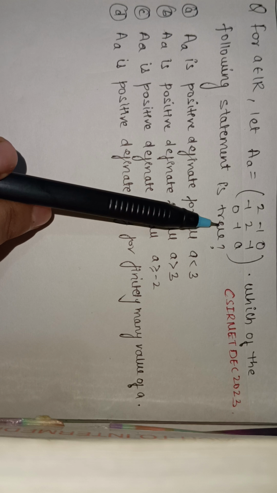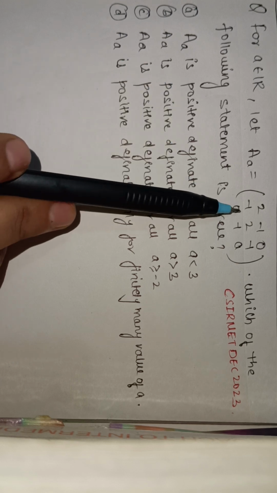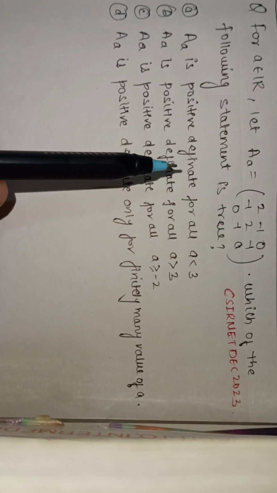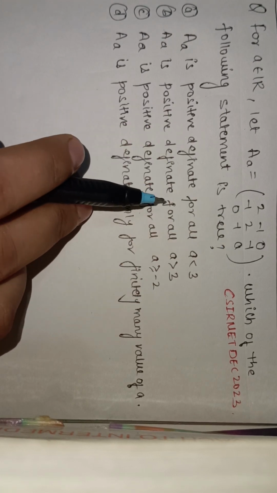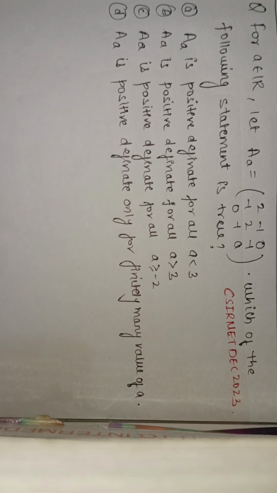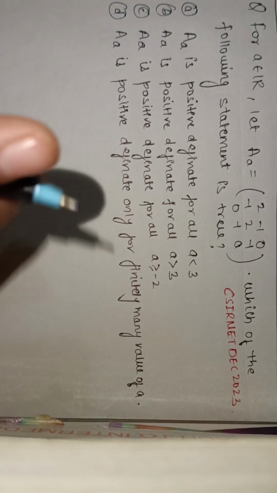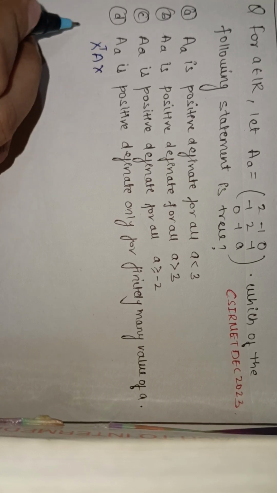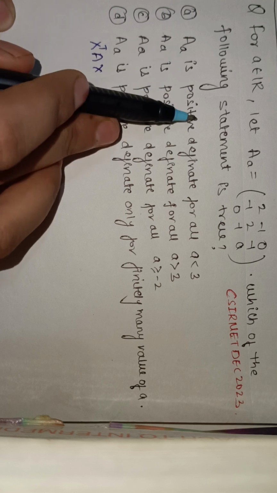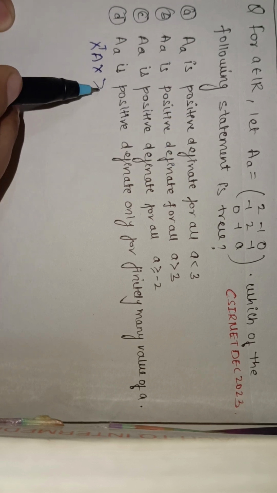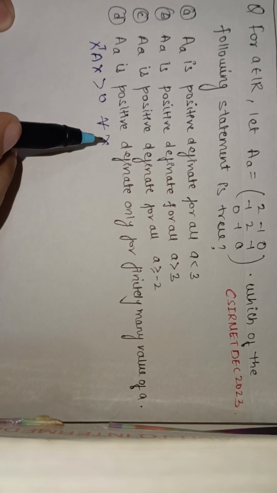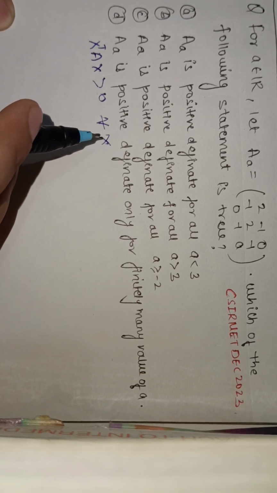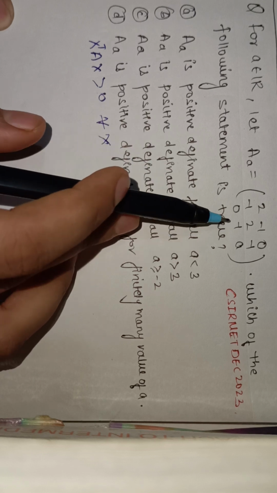Here we have to check the positive definiteness of this matrix, that is, for which value of a this matrix is positive definite. This is a question based on the quadratic form. We know the quadratic form is X transpose AX, and if it is positive definite, then it is greater than 0 for every x. But here there is a shortcut trick by which we can solve this.